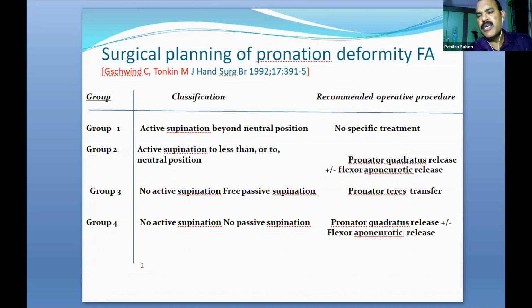These are patients of cerebral palsy with a pronation deformity. Group 4: no active supination, no passive supination. It is so rigid that there is neither active nor passive supination. Then you have to go for pronator quadratus release, flexor aponeurotic release must, and if required, pronator teres release also. So this is group 4. This is a simple way of deciding what procedure needs to be done for a hyperpronated forearm deformity.